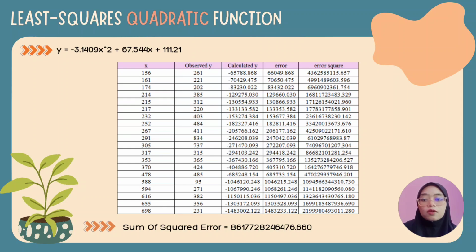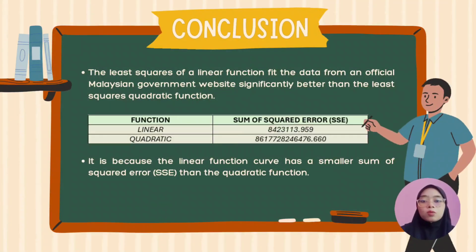After we find the expected equation, now we can find the sum of squared error. We substitute the value of x into the equation and calculate the error by subtracting the calculated y from y. Then, we square the error to get the squared error. Lastly, the sum of squared error is 861,77282,464,76.66. In summary, the calculation demonstrates that the least squares linear function fits the data from an official Malaysian government website significantly better than the least squares quadratic function. It is because the linear function has a smaller sum of squared error, SSE, than the quadratic function.